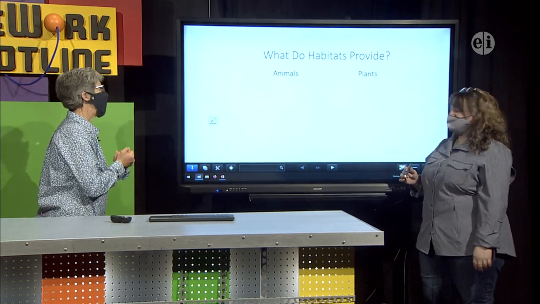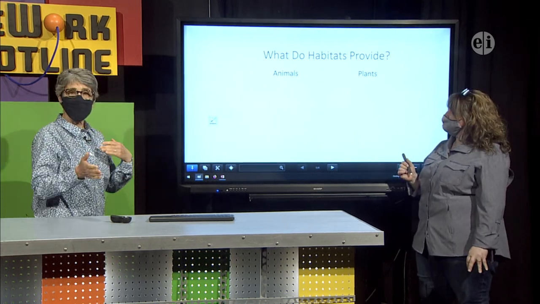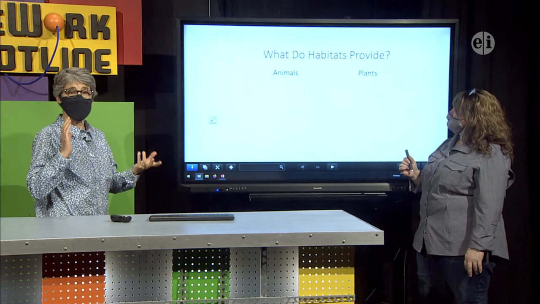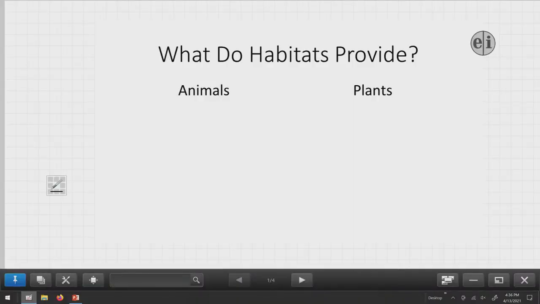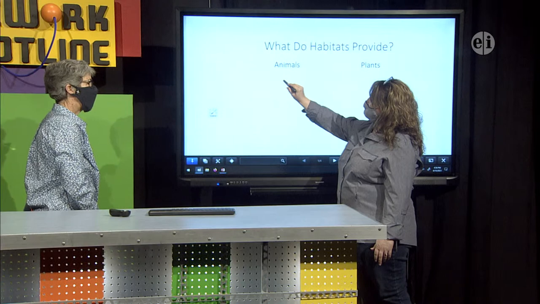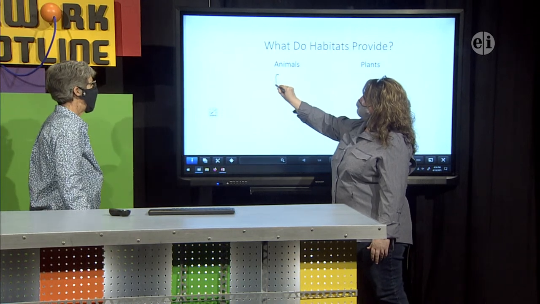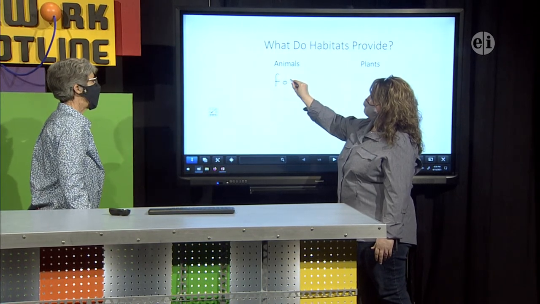So here we go. Let's start with animals. We're just going to do animals and plants. We're not going to look at fungus and algae. Those are also living organisms, but we're just going to do the basics here. So what does an animal need to survive? Like, what does the habitat have to provide? Go ahead, and I will tell you yes or no. I will say food. I think it's a great start.